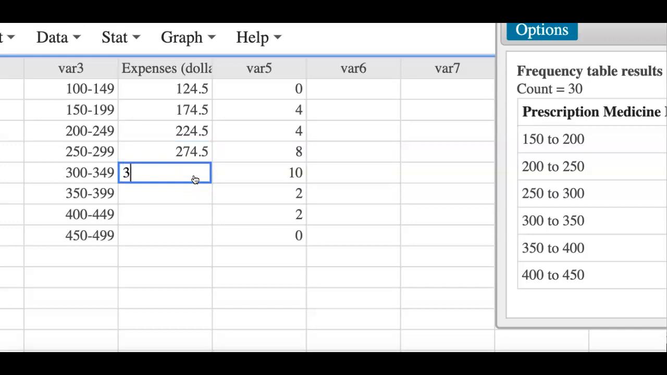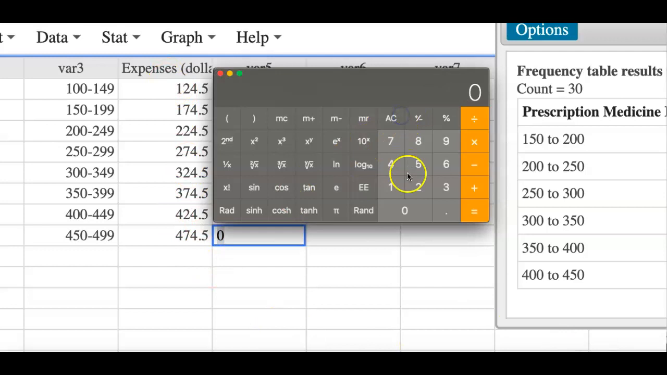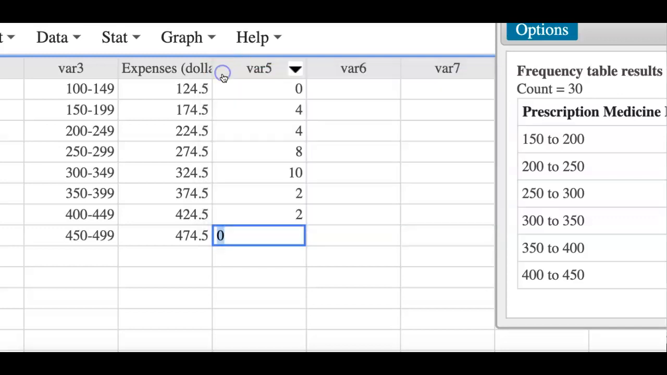Next number will be 324.5. 374.5. What's next? 424.5. And the last one is going to be 474.5. My midpoints were just going up by 50, so I just follow the pattern. But if I want to double check, I may check the very last one. 450 plus 499, and I divide that by 2. 474.5. So that's good.